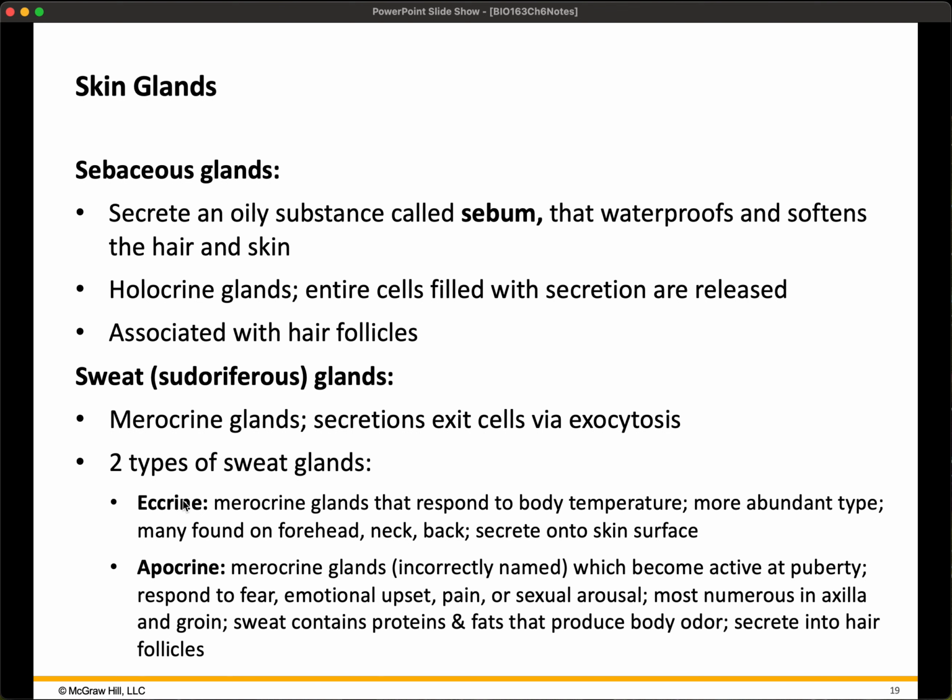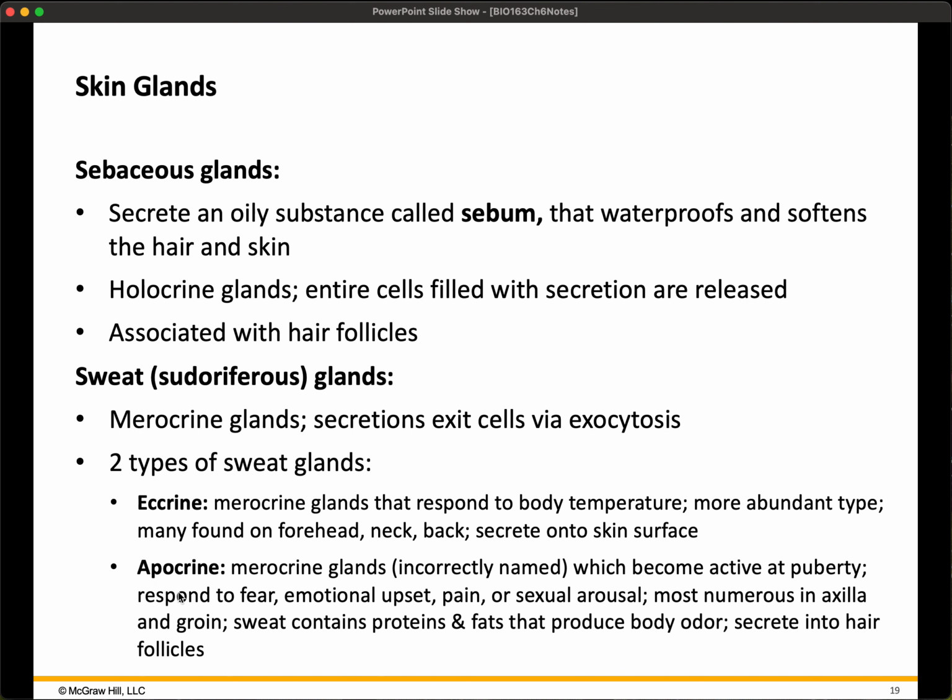So eccrine or merocrine, we're going to let eccrine be the main merocrine glands. Those are the most common ones. They respond to body temperature, they're active your entire life. More abundant, you find them all over yourself. The apocrine, right, we said apocrine are for adulthood, I think was the other A we used. I can't remember what other A we used.